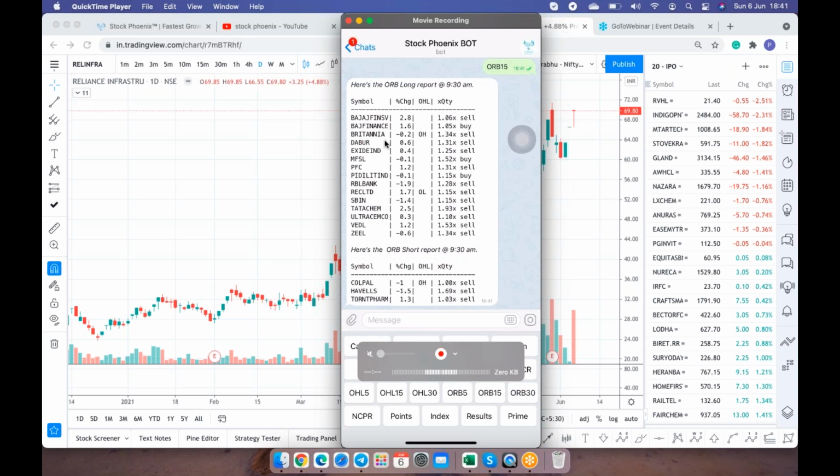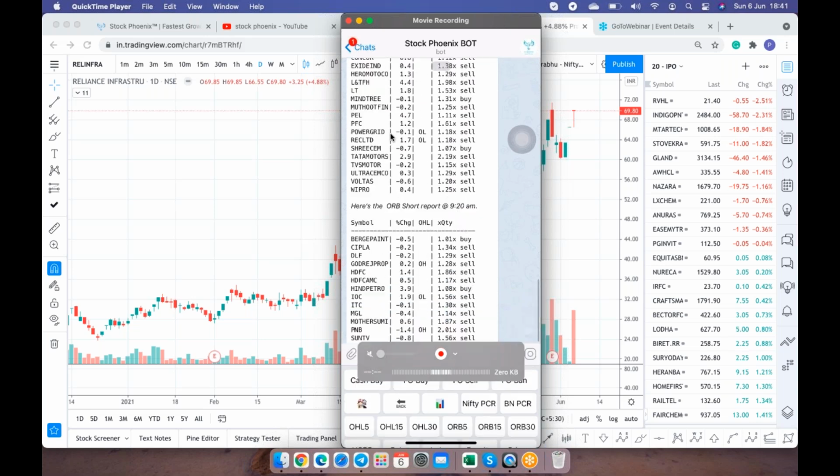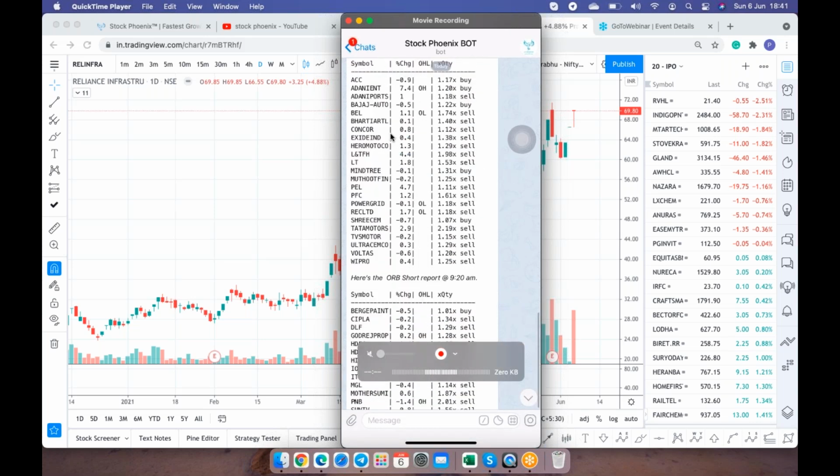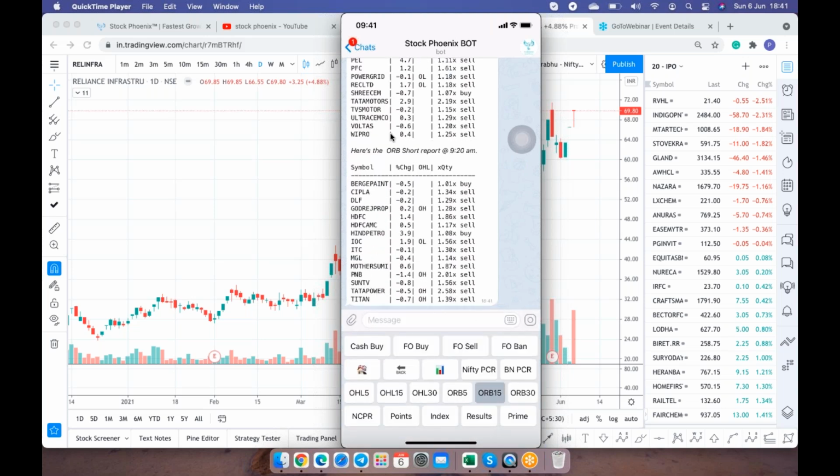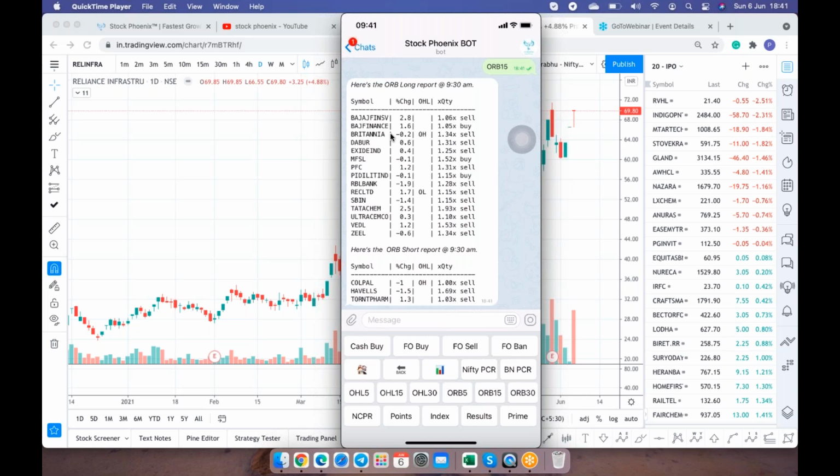If you see in 5 minutes, there are many stocks getting populated. If you're a quick trader, you can use this. If you want to be safer and smarter, you can go for the 15 minutes opening range breakout. If you want to be still smarter, use the 30 minutes ORB.